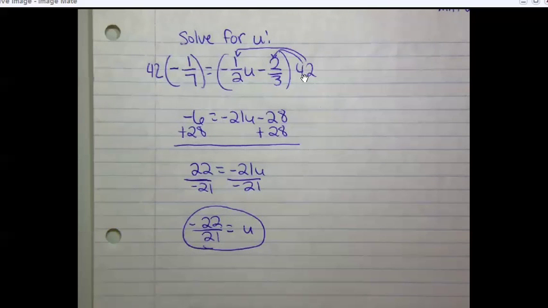And then use the distributive property over here. So 42 times negative half U is negative 21U, and 42 times negative 2/3 is negative 28. So negative 6 equals negative 21U minus 28. And then add 28 to both sides. I get 22 equals negative 21U. And then to solve for U, divide both sides by negative 21. So then over here, we have this fraction of 22 divided by negative 21, and it can't be reduced, so my answer is negative 22/21 for U.